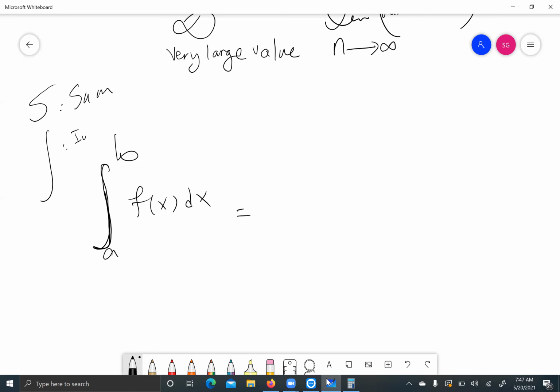So integral has this notation. Why? Because integral is nothing other than the limit of Riemann sum. So it's like an S that you stretch. That's about the notation. Okay.